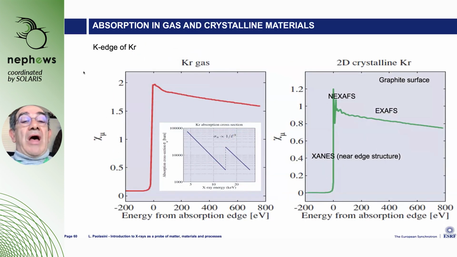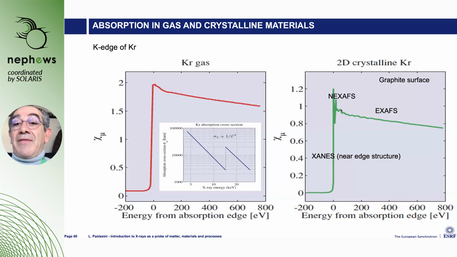When we have a gas, for example, here we tune the incident energy across the K edge of krypton, we can see that this jump is well respected. But when we put this krypton gas over a graphite surface in order to produce a 2D crystalline material, we can see that this jump is replaced by a more complex region. We call this region XANES, X-ray absorption near edge structure.